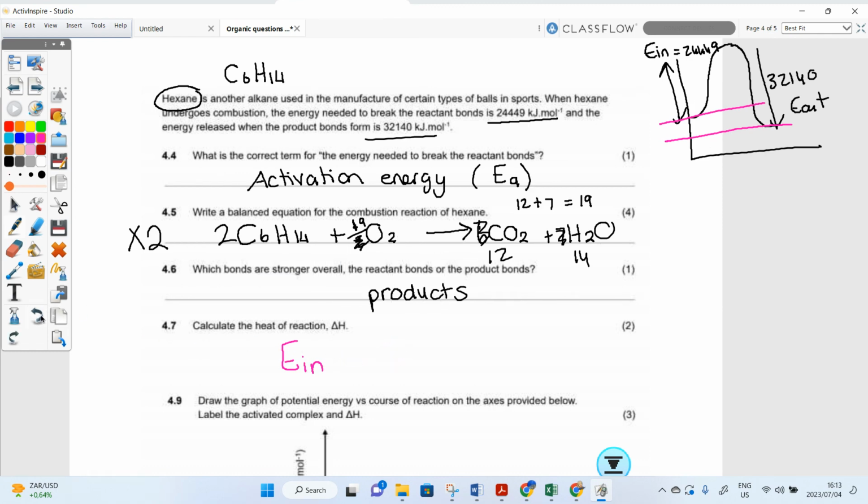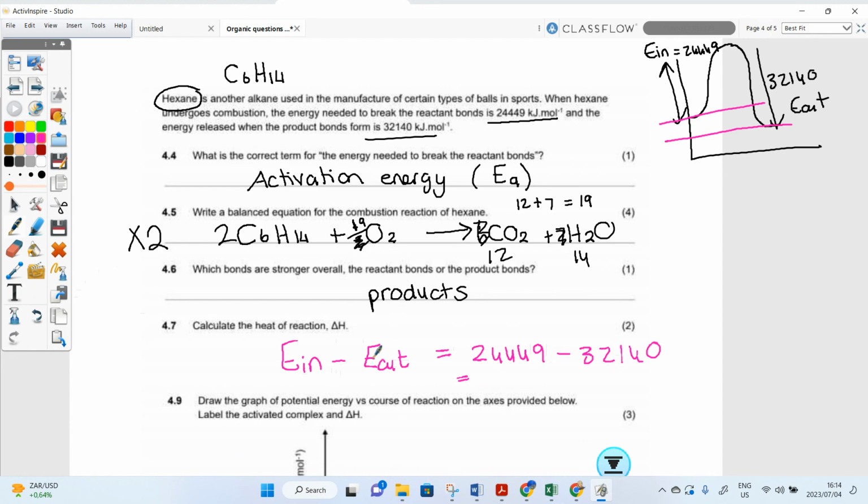It's final minus initial, right? So it's actually energy out minus energy in. I think it's the other way around. In the book it says E in minus E out. So E in minus E out is 24449 minus 32140. Yeah, it does give you a negative, which shouldn't be the case. Are you sure this is not the other way around in the book? Delta H equals E in minus E out.